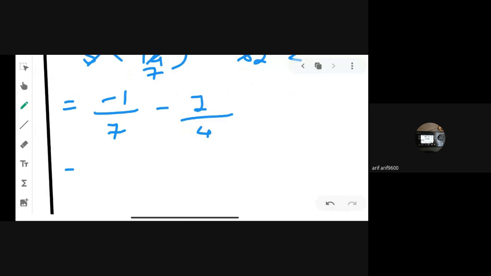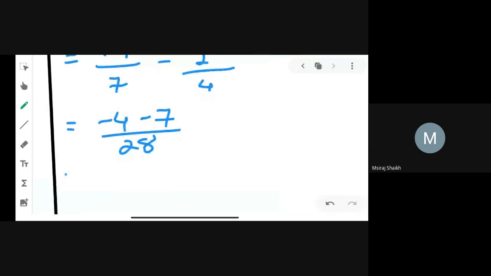Okay. Now what we have to do? Now we have to solve these questions with the help of LCM. Right? So we are doing cross multiplication. Yes or no? You can see minus 1 4s are minus 4, minus 1 7s are minus 7 upon 7 4s are 28. So what is the final answer?